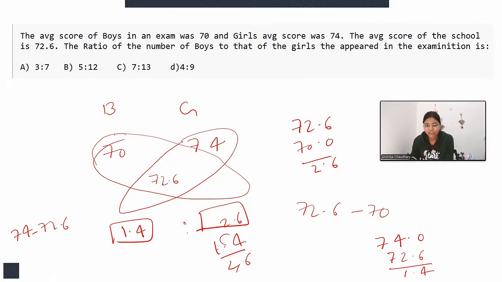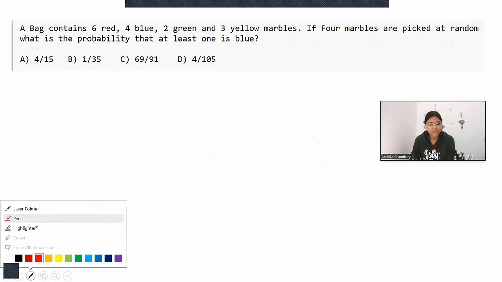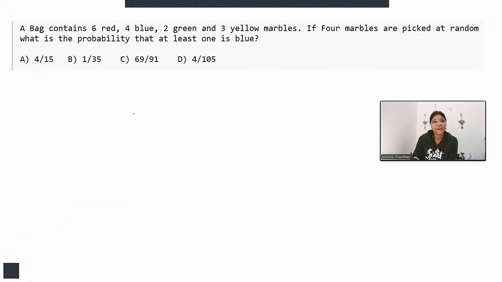Okay, 1.4 to 2.6, so 7 and 13. So 7:13 will be the answer. How easy it is. If you solve it the long way, you will be solving it within 3 to 4 minutes at least, right? And if you use this trick, 45 seconds maximum. Otherwise, if you have some practice, 30 seconds are more than enough for solving this question. I hope it is clear to you. Let's move on to the next question.